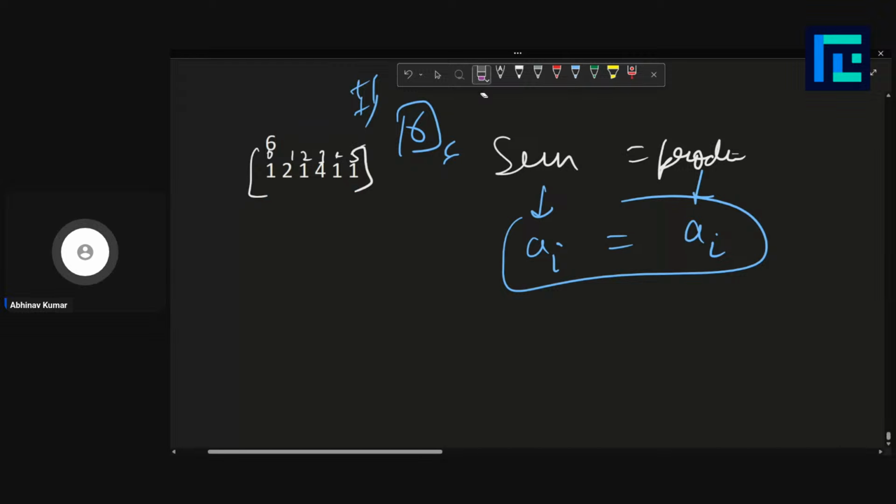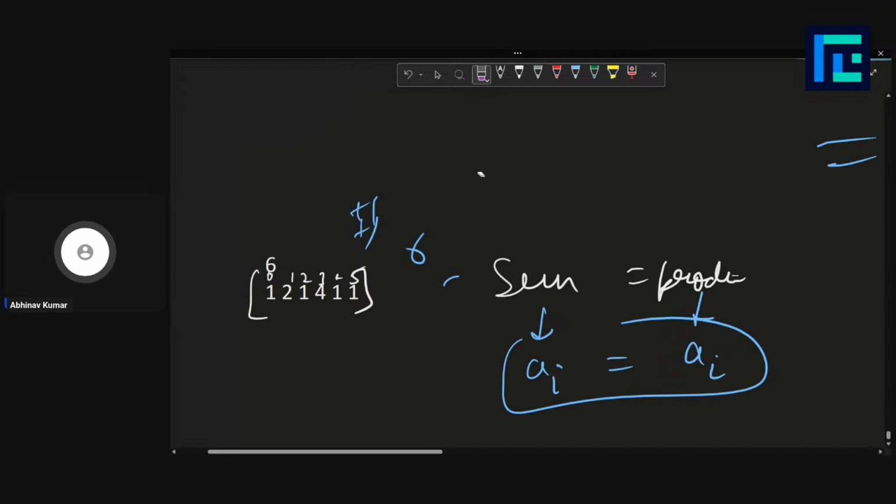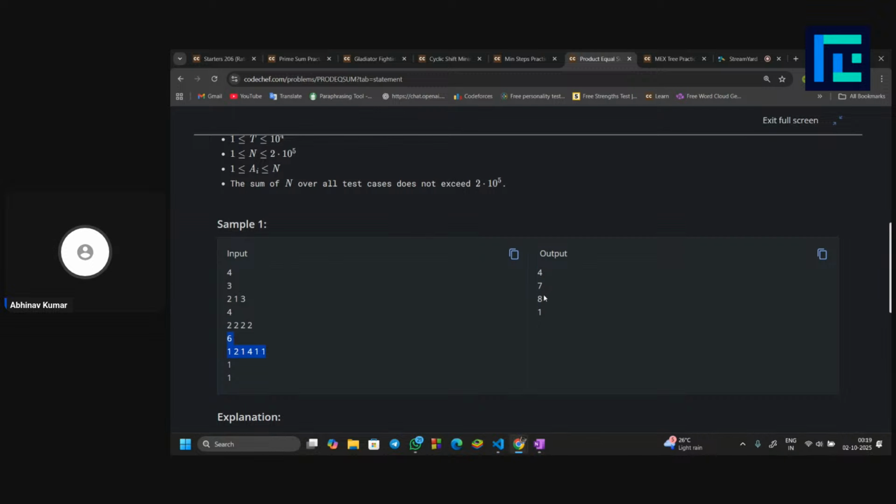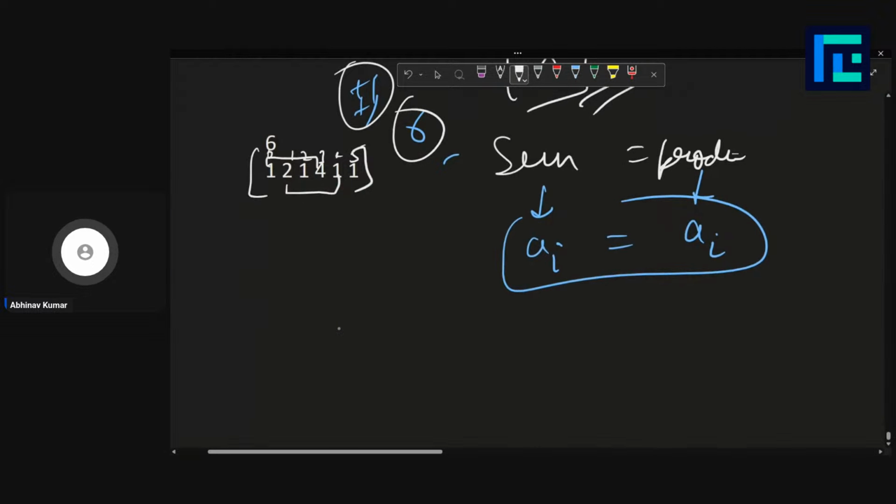So the total number of valid subarrays you got here was 6 single-element subarrays plus 2 other 4-sized subarrays that you got. So in total, 8 is the number of valid subarrays for this test case. 8 was our answer. Okay, I hope you have understood what the problem is asking you to do.